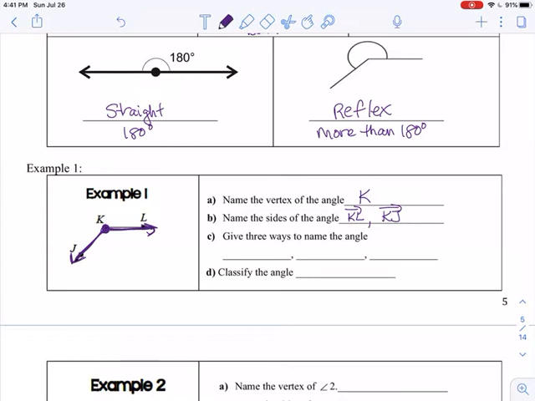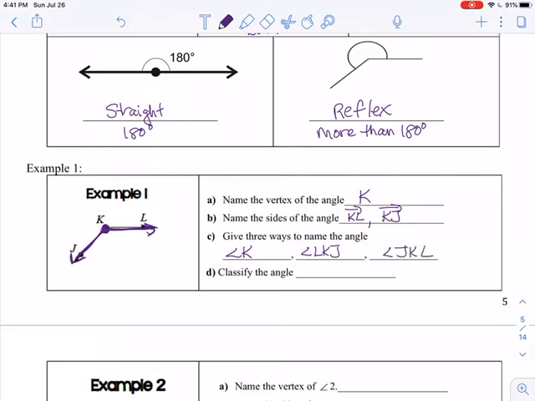And then how can I name the angle? In this particular case, there is just one angle, so I can use that middle letter and I can call it angle K. If I'm going to use the three letters, I would call it angle LKJ. Remember, the K has to be in the middle. Or I could call it angle JKL.